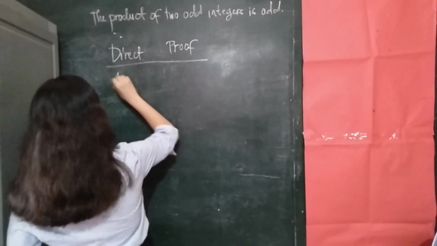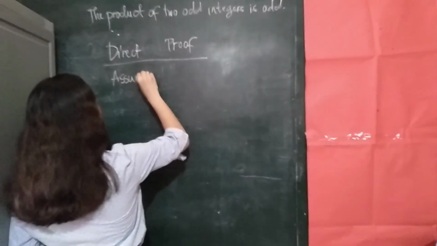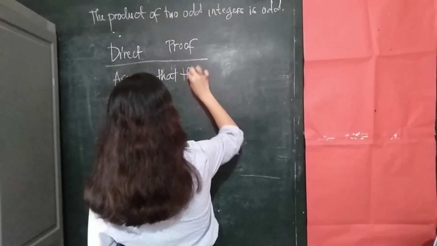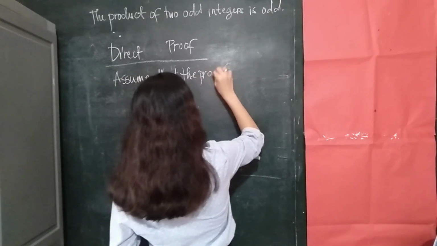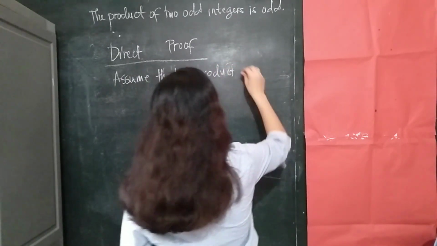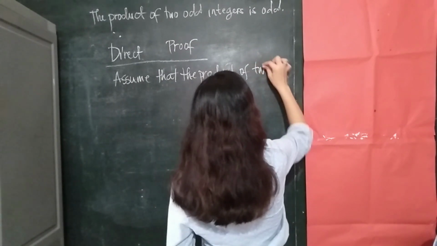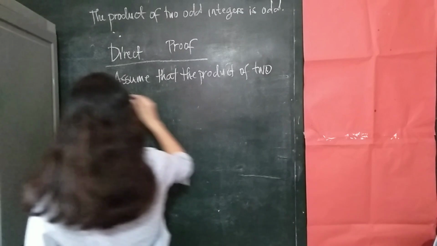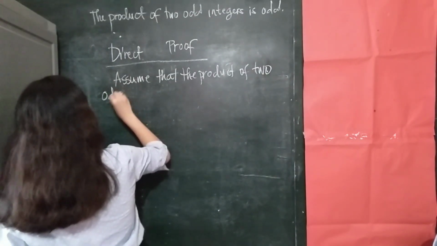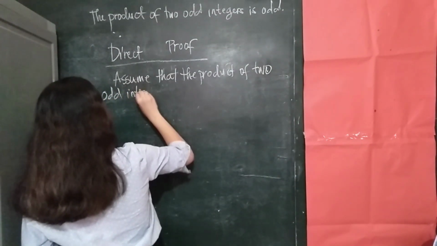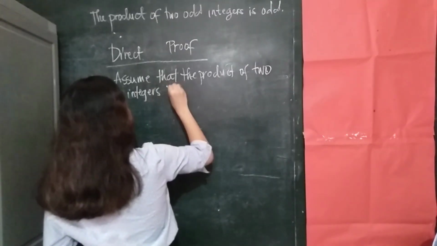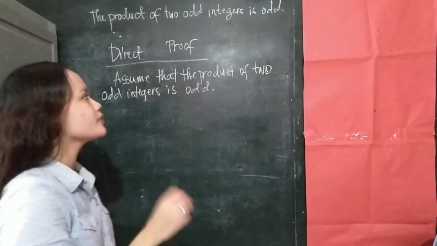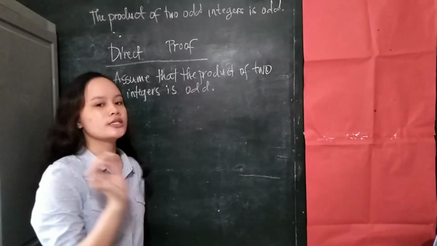We assume that the product of two odd integers is odd. Assume that the product of two odd integers is odd.